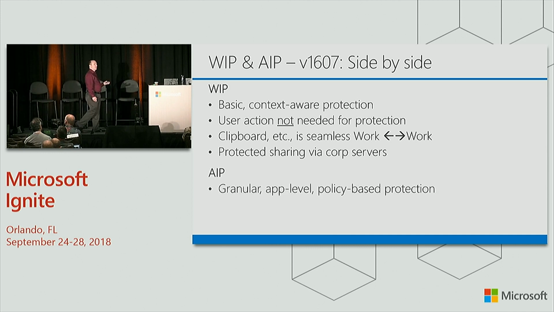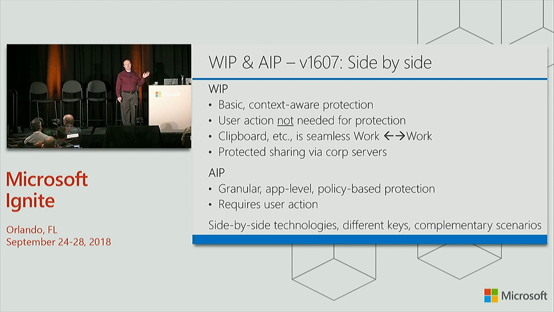Azure Information Protection, on the other hand, gives more granular policies than Windows Information Protection. Usually it has some smarts within the application. Like if you've ever sent a do not forward email, that's AIP at work. You may be familiar with this as the Azure RMS technology, but AIP builds on that to include labels. It does require a user action, though, and that's probably one of the main differences. These were side-by-side technologies, different keys, but complementary scenarios.